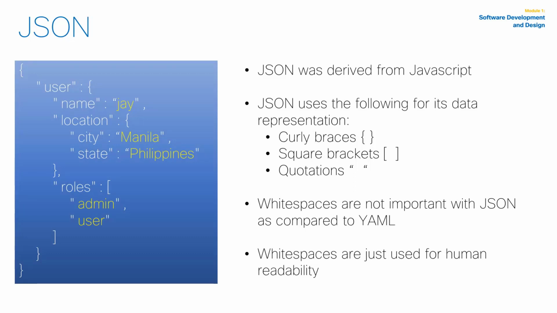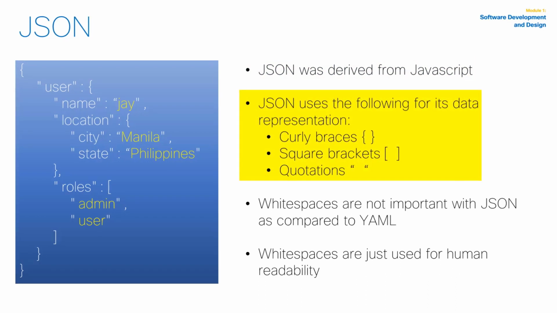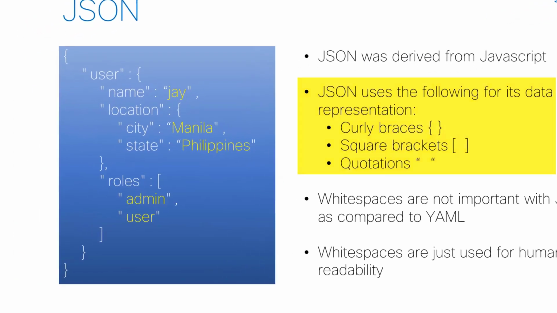Now let's talk about JSON. JSON is another widely used data format. JSON was derived from the programming language of JavaScript. Due to this historical background, JavaScript code can easily convert data from a JSON file to native JavaScript objects. JSON syntax uses curly braces, square brackets, and quotations for its data representation.